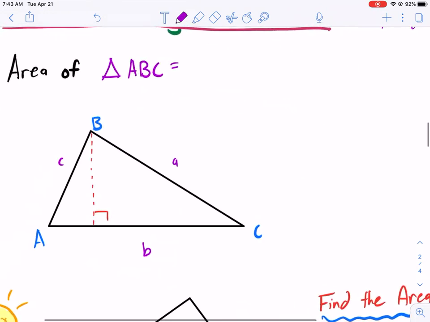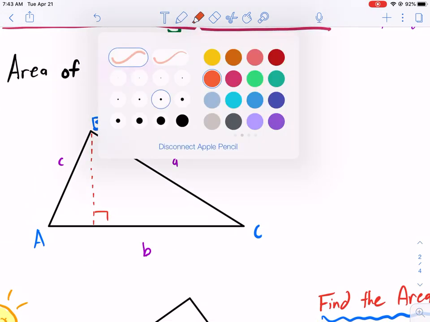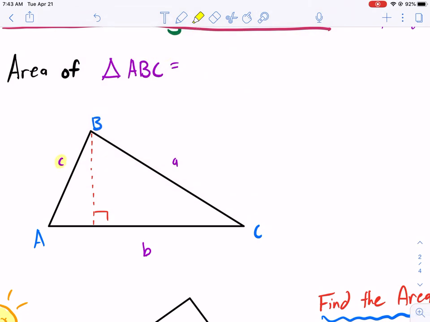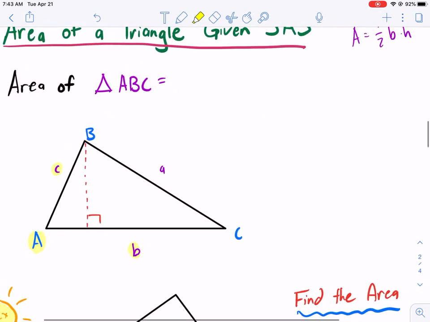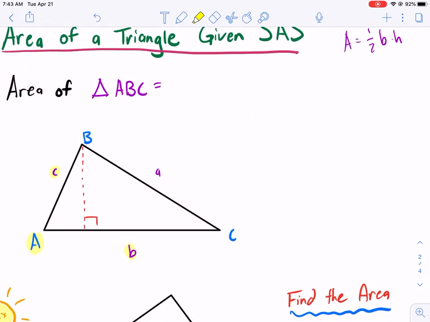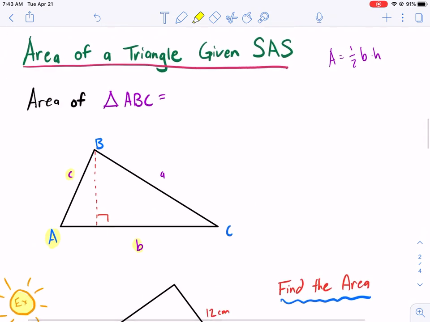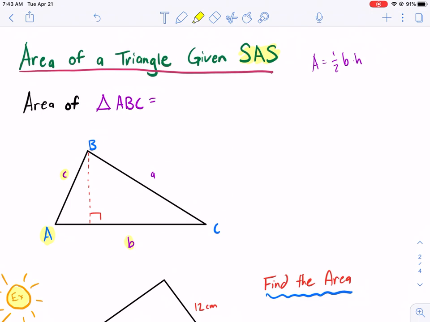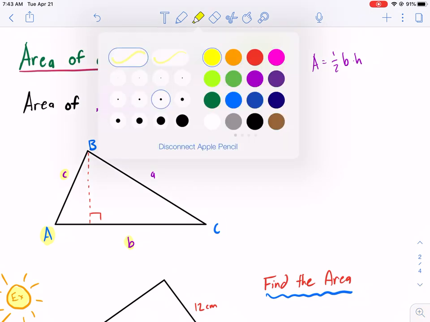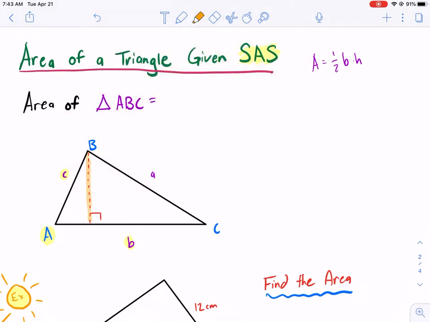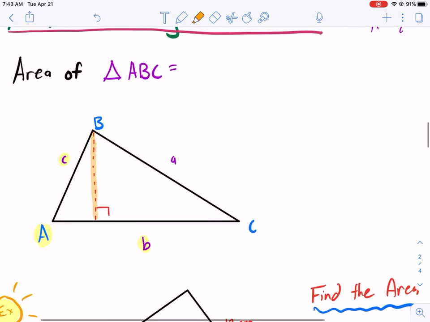Okay, so for example, let me change this to yellow. Let's say we're given C, let's say we're given B, and then we're given angle A. So we're only given two side lengths and then the angle in between. So that's SAS right here. That's where that comes from. How can we find the area since we're not given the needed height? Well, using trigonometry, it makes it a lot more simple for us.